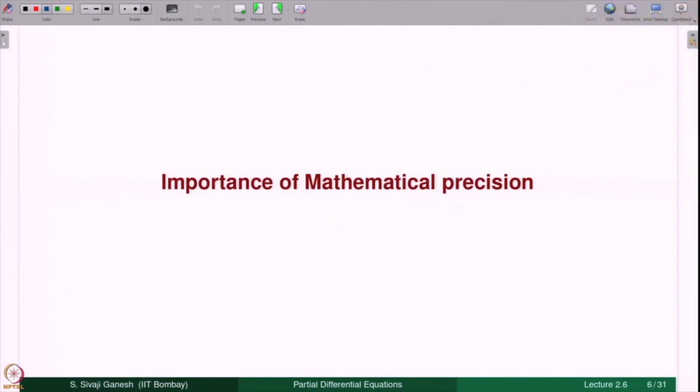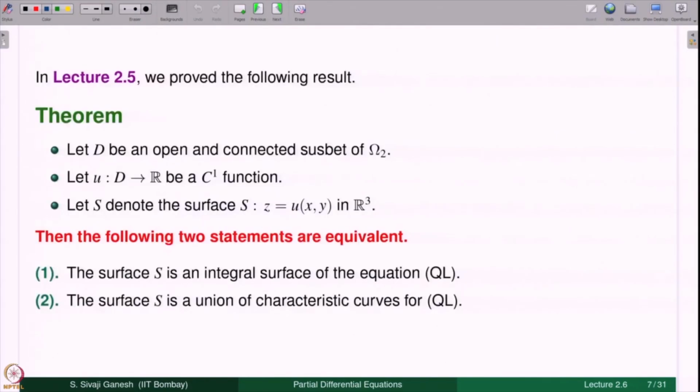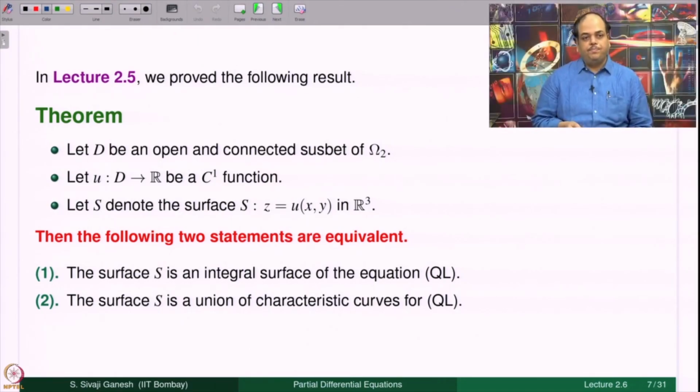Now, a few points about the importance of mathematical precision. Before that, let us state this theorem. This theorem we proved in the last lecture, lecture 2.5. So, this said that given a function u defined on a domain D in Omega 2, which is a C1 function, and S denotes the surface z = u(x,y), that is the graph of this function in R3, then saying that this S is an integral surface is the same as saying that S is a union of characteristic curves for quasi-linear equations. This is what we discussed in lecture 2.5, we proved this theorem.